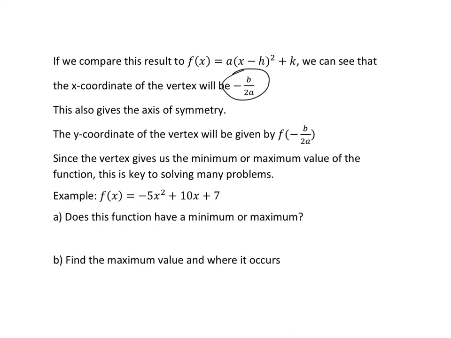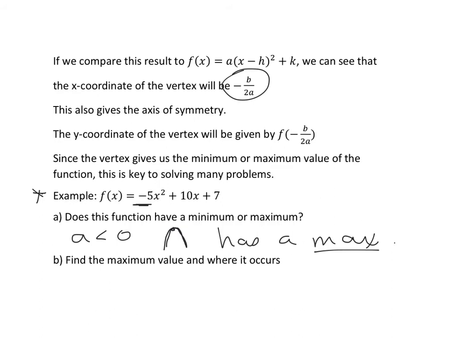So let's take a look at an example where we can answer some questions about a quadratic function. So I've got f of x equals negative 5x squared plus 10x plus 7. The first question is, does this function have a minimum or a maximum? And again, we just look at the a value. What's the coefficient of x squared? Since a is negative 5, it's less than 0. So that means this is a parabola that opens downward. So the vertex is at the top, so it has a maximum value.